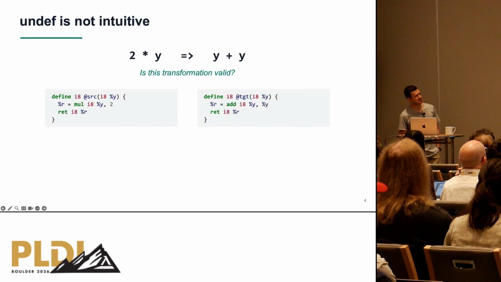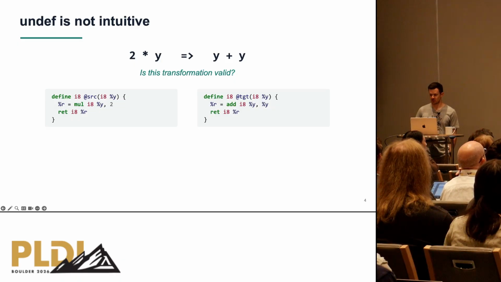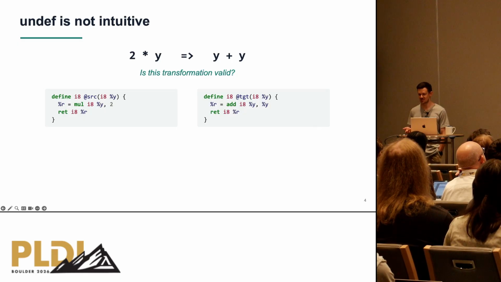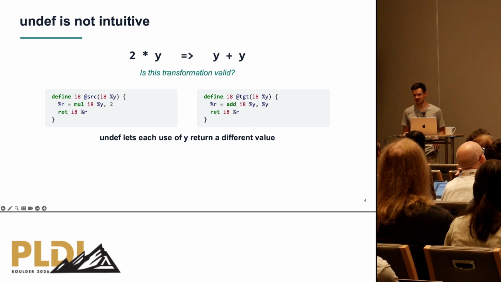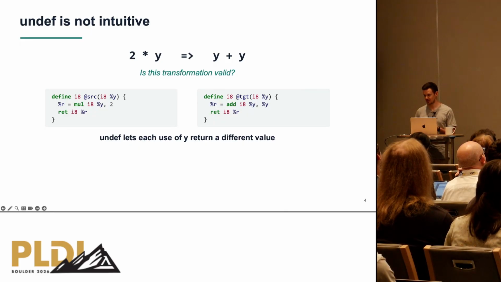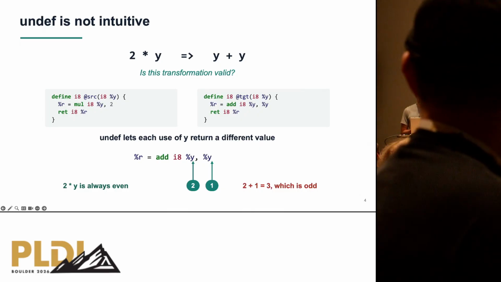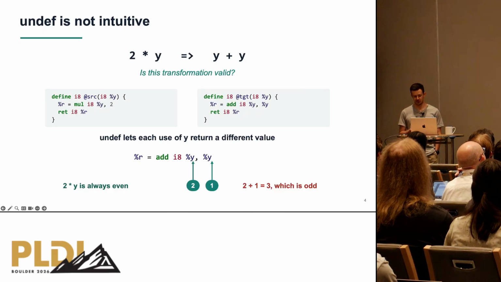For instance, consider this optimization where we want to transform 2 times y into y plus y. Many of you might think that this is clearly a valid optimization. However, it is actually not, only because Undef exists. To see why, remember that every time we read an Undef value, we may get a new different concrete value. This means that in the program on the left, if we consider y to be Undef, we have a single Undef read.